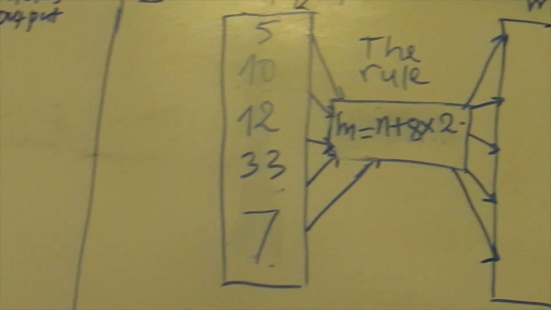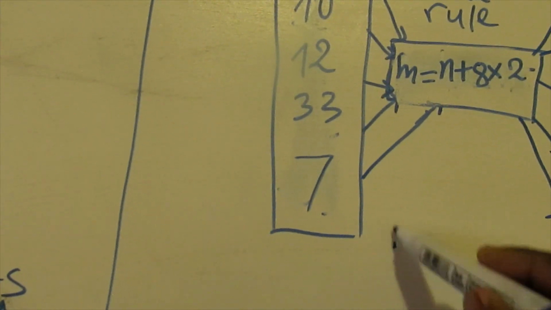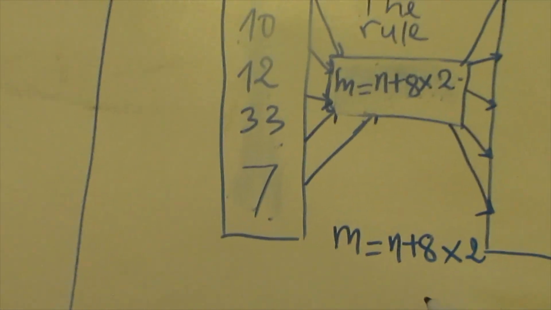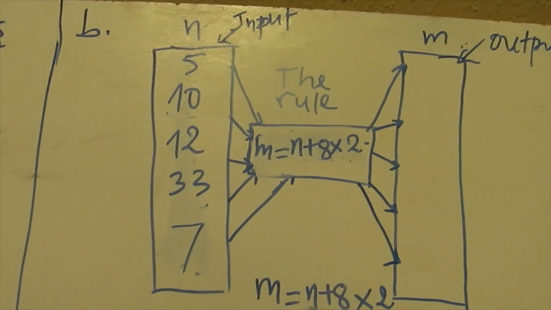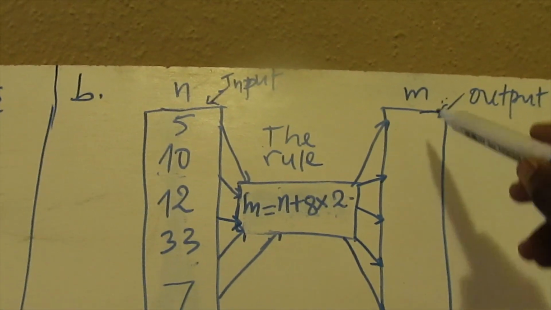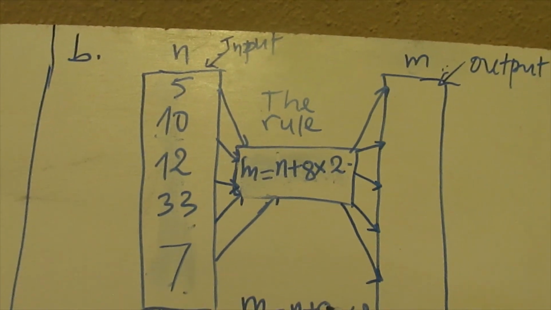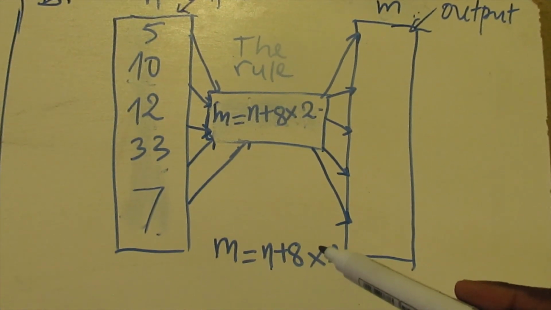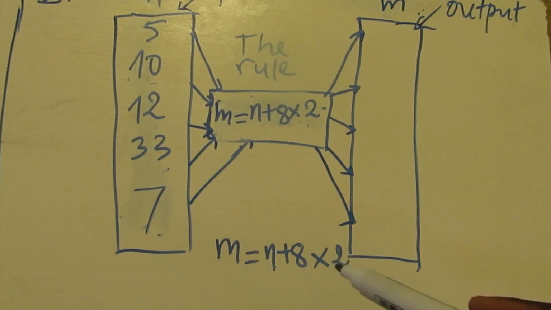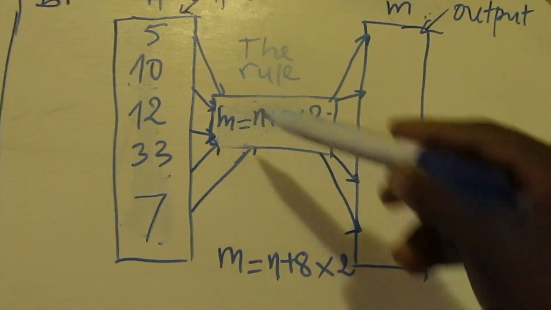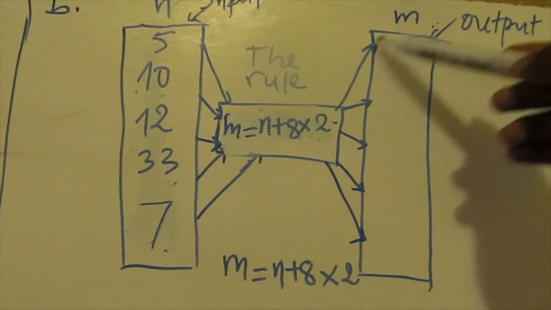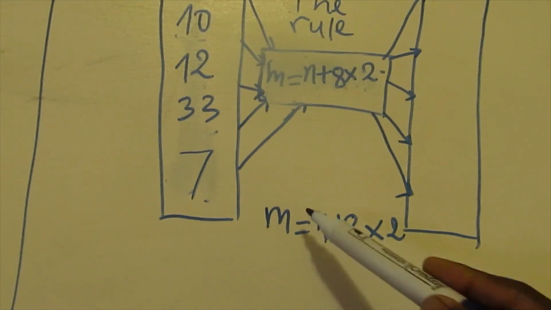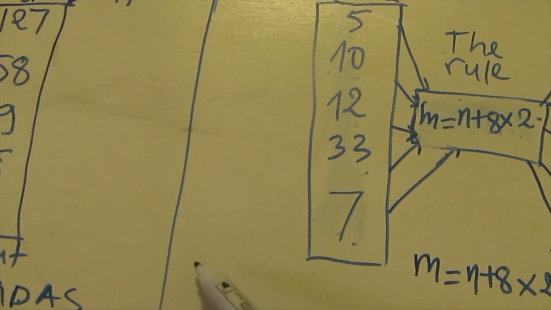So in the rule we see M equal to N plus 8 times 2. So we must first identify our N. Our N is our input. Then the M that we are looking for is our output. So they ask us to find our output, that is M. To find the output, we must work with each input that they put in to find the appropriate output. So now M, we just apply the same rule.